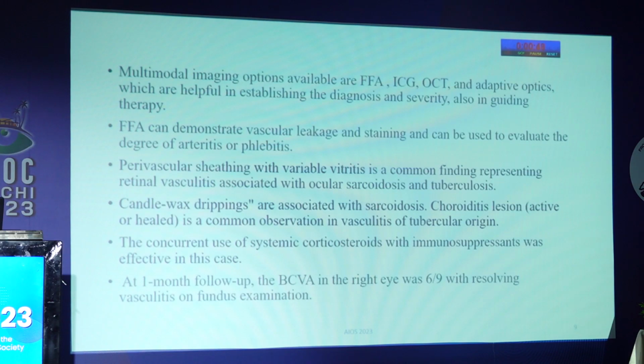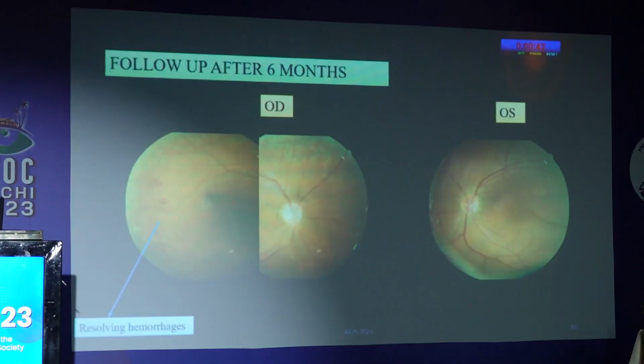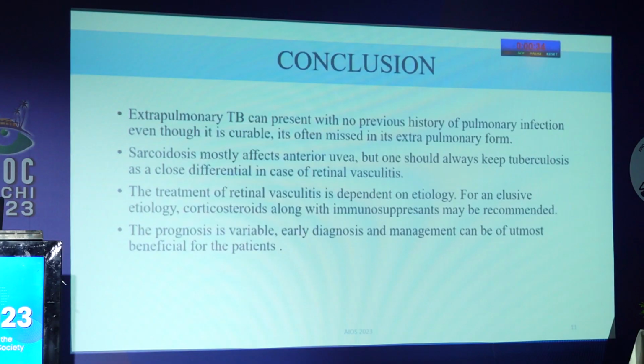At 1 month follow-up, best corrected visual acuity in the patient was 6/9 in the right eye with resolving vasculitis, and this is the follow-up picture of his fundus after 6 months, which shows resolving hemorrhages and no active lesions. Left eye fundus was within normal limit.